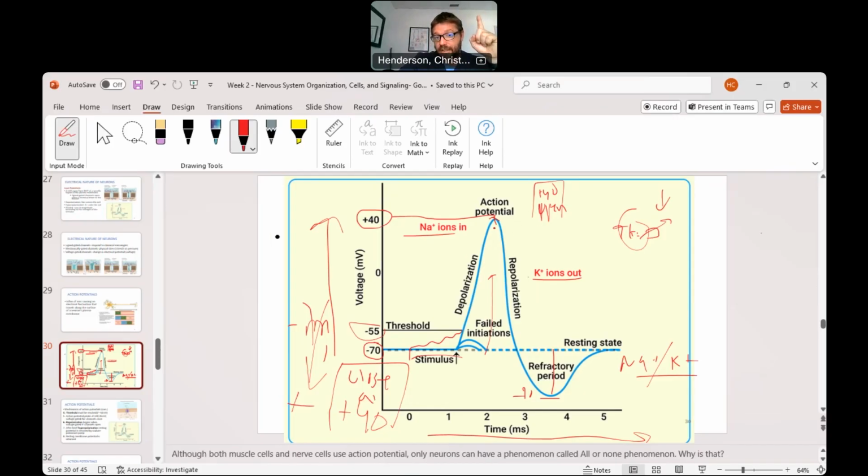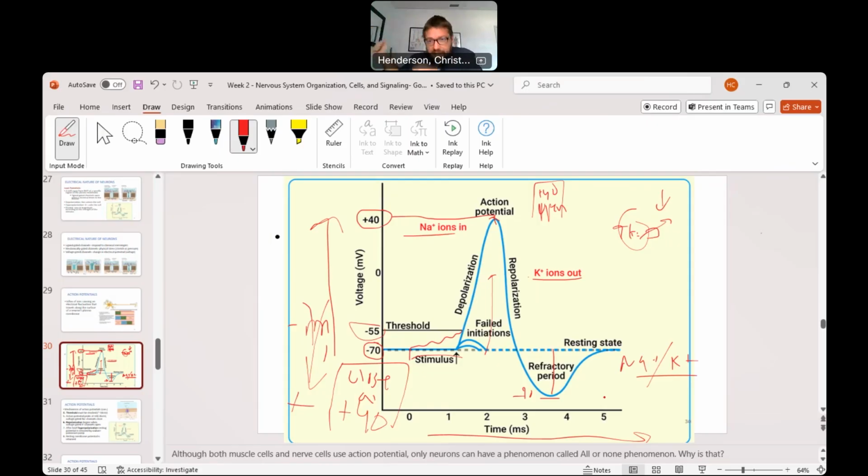And potassium's like, here's my chance. It's like my dog. As soon as you open the door, see ya. And it repolarizes. Now, after the refractory period, what's going to happen is you're going to have the sodium potassium pumps taking sodium and throwing it out, pumping it out like you've taken on water, like you're out bailing water from your boat.